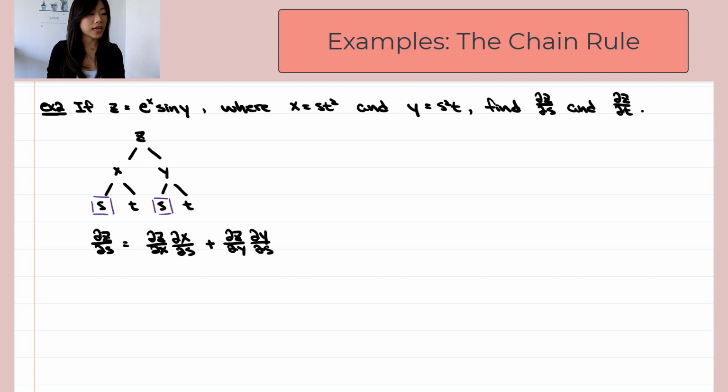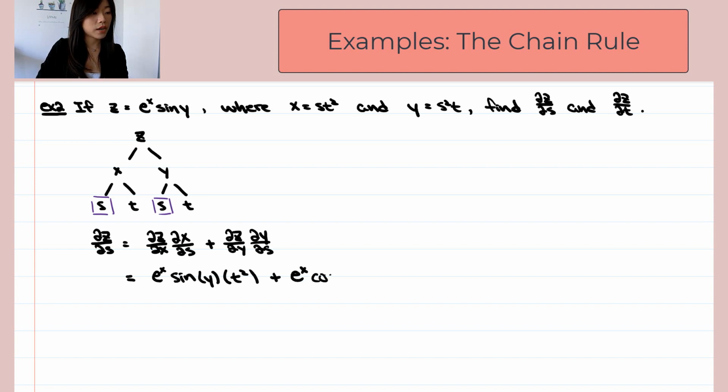Then let's find the derivative for each of them. For the first one, dz over dx, I treat the y as constant, and I get e to the power of x times the constant, sine of y. Then times dx over ds, I treat the t as constant, and I get t squared. Then plus dz over dy, I treat the x as constant, and I get e to the power of x times cosine of y. Then times dy over ds, I treat the t as constant, and I get 2 times s times t, the constant.